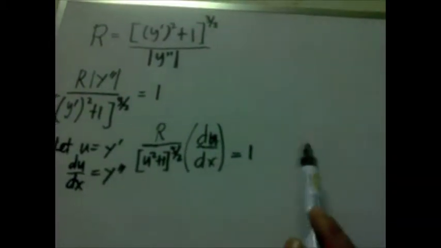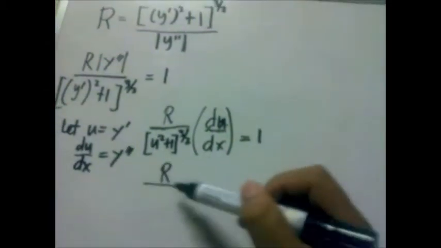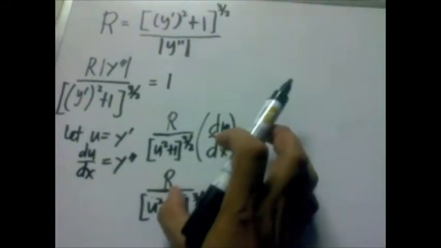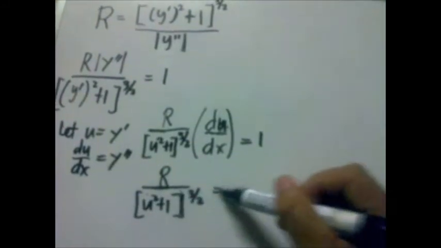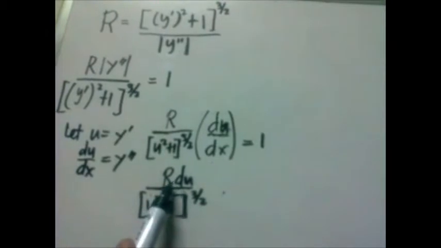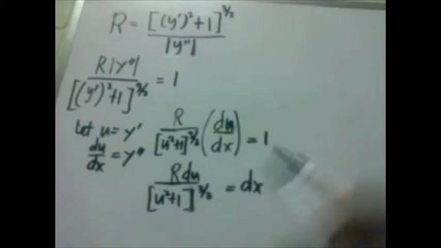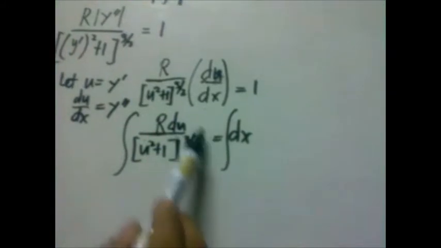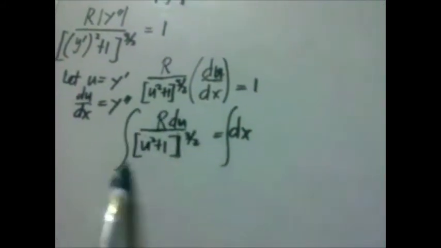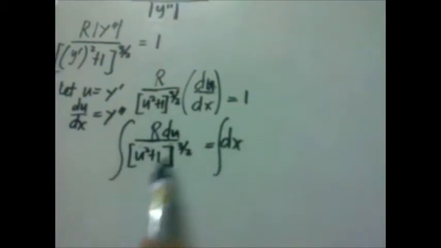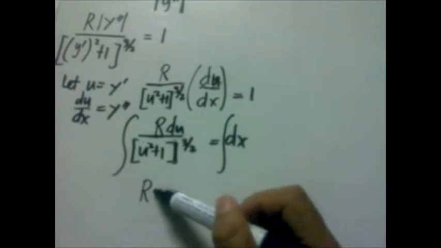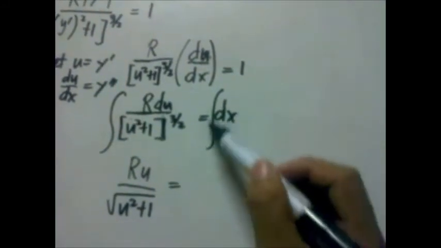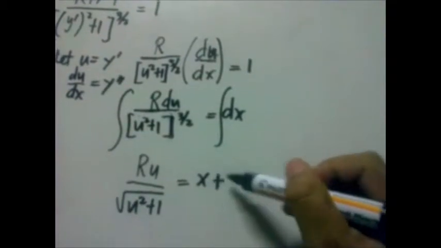So we have to transfer dx to the right side of the equation. So it now becomes r over u squared plus 1 quantity raised to 3 halves, du, equal to dx. So by this form, we can now easily integrate both sides. This looks very familiar, as we are going to base it on the table of integrals. The integration of this term becomes r u over the square root of u squared plus 1, which is equal to, of course, the integration of dx, which is x, then plus c.